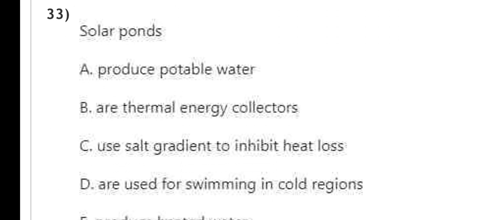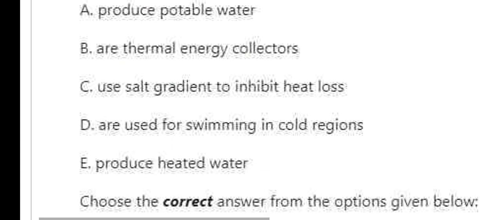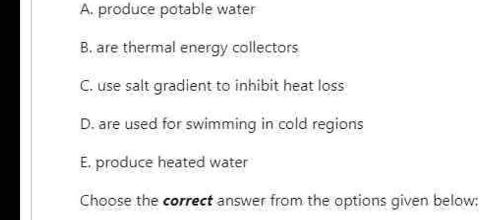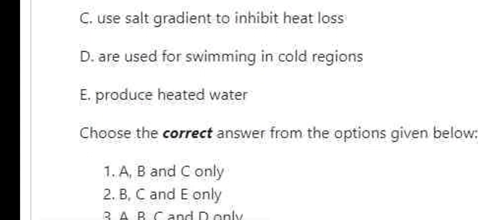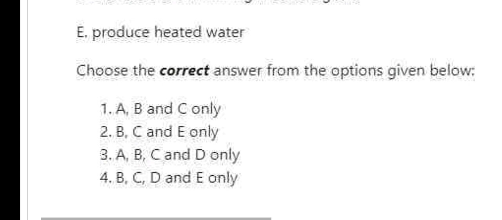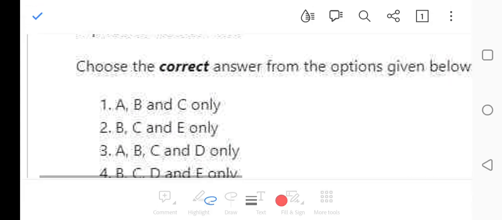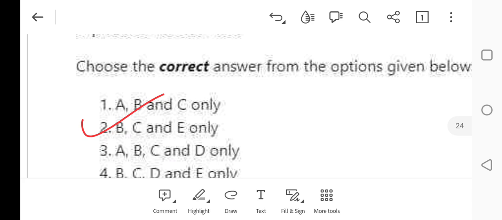Next, solar ponds are what? A, B, C, D, E. A: produce potable water. B: are thermal energy collectors. C: use salt gradient to inhibit heat loss. D: are used for swimming in cold regions. E: produce heated water. A, B, C; B, C, E; A, B, C, D; B, C, D, E. So it will be B, C, and E. Done.